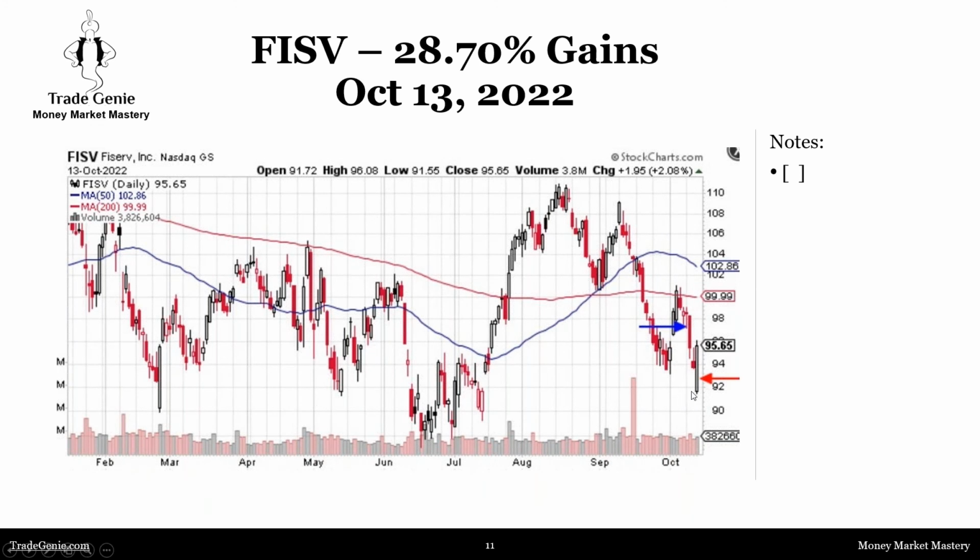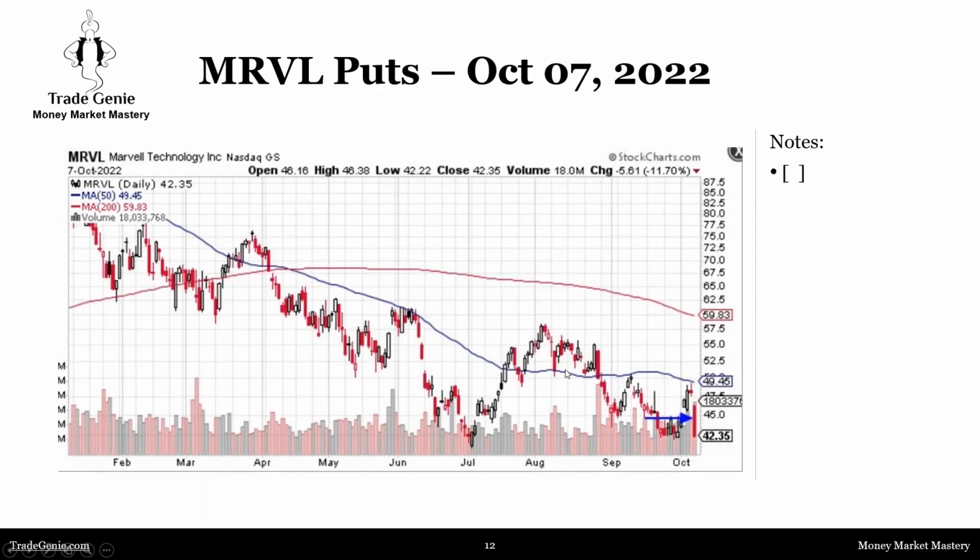FISV tanked, and this is a clear buy signal. When this kind of candle appears, there's a lot of phenomena happening. So this is a buy signal. So we better get out on a gap down and then reversal. This is a gap down, and the market is reversing to the upside.